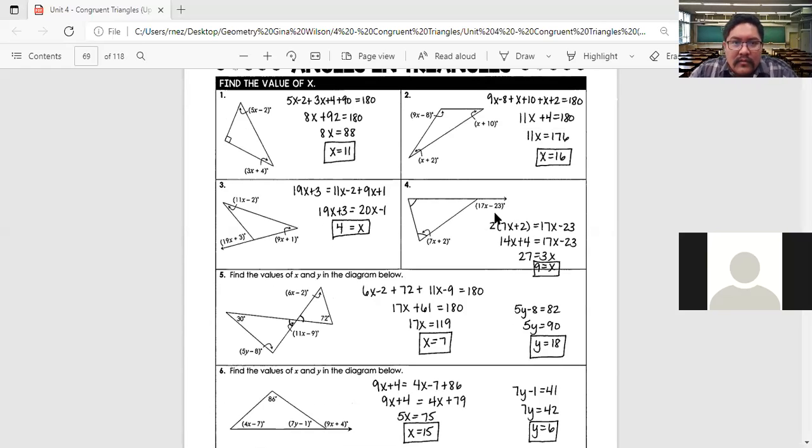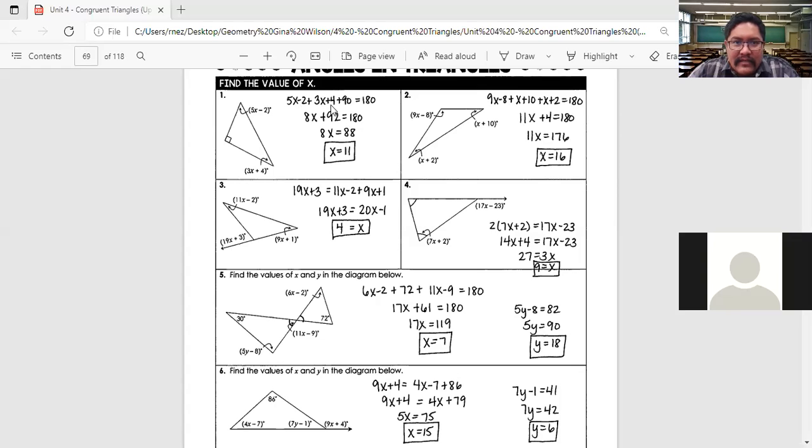Okay, so let's see. In this case, for number 1, the only thing we have to keep in mind is that this is 90 degrees, because this is a right triangle. You can tell because it has that little box that says it's 90 degrees. So when we set this up, 5x minus 2, 3x plus 4, and then 90. That gives us a lot more to work with.